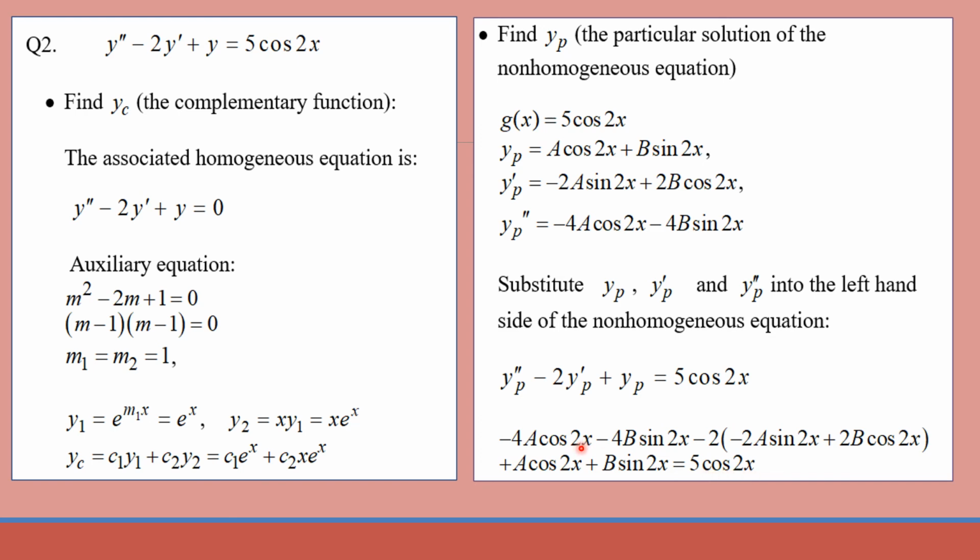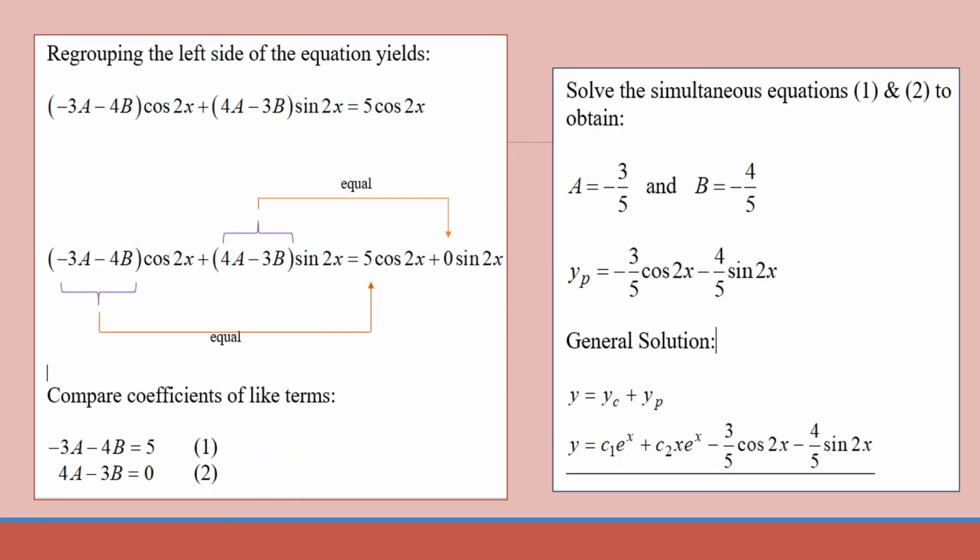So the left side is equal to the right side. We need to regroup the left side of the equation. After regrouping, we get the term for the cos 2x and another term for the sin 2x. So we get negative 3a minus 4b multiplied by cos 2x plus 4a minus 3b multiplied by sin 2x is equal to 5 cos 2x.